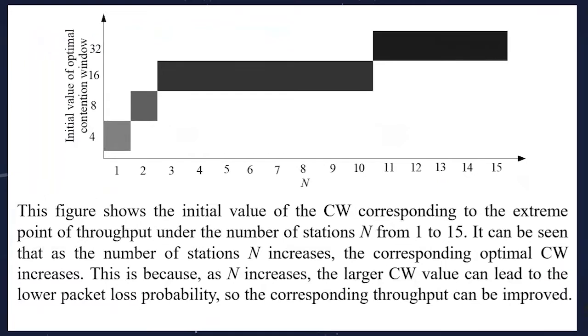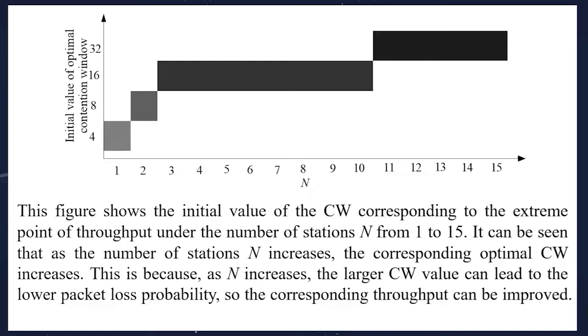This figure shows the initial value of the contention window corresponding to the extreme point of the throughput under the number of stations from 1 to 15. It can be seen that as the number of stations increases, the corresponding optimal contention window increases. It is because as the number of stations increases, a larger contention window value can lead to a lower packet loss probability, so the corresponding throughput can be improved.